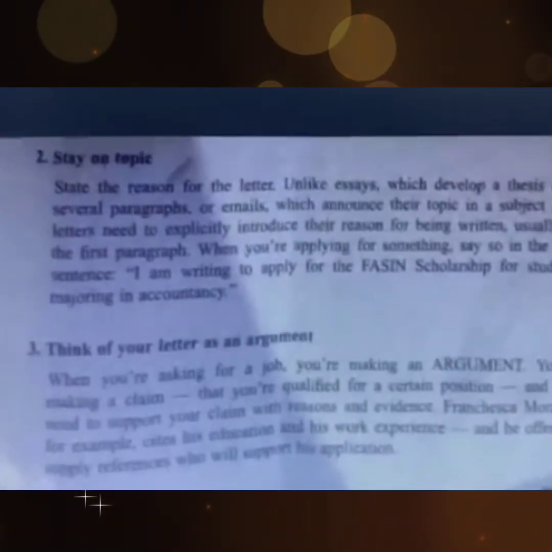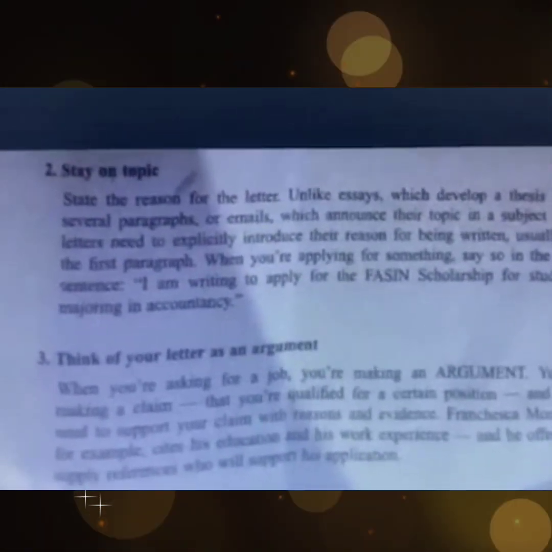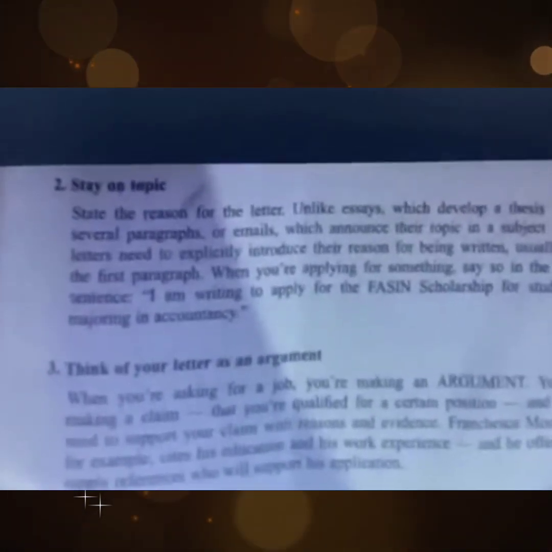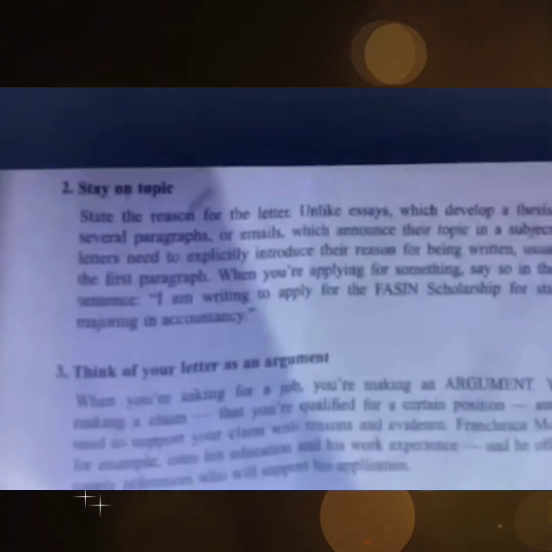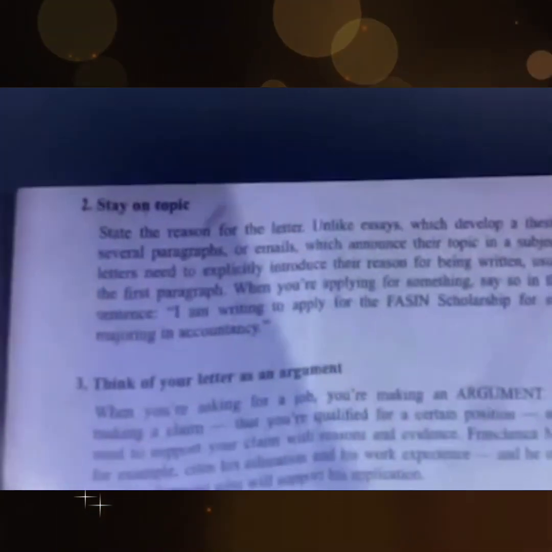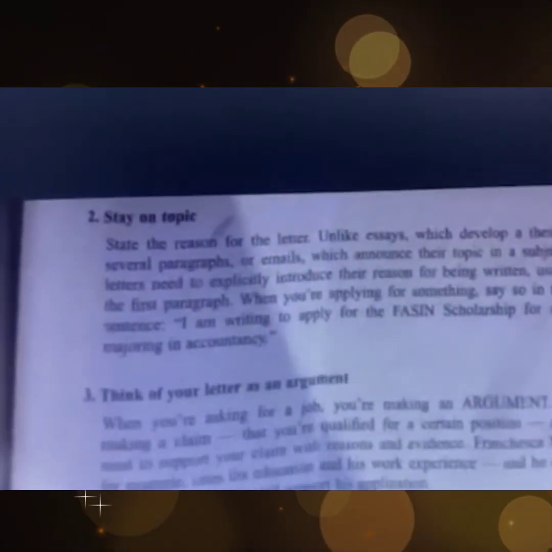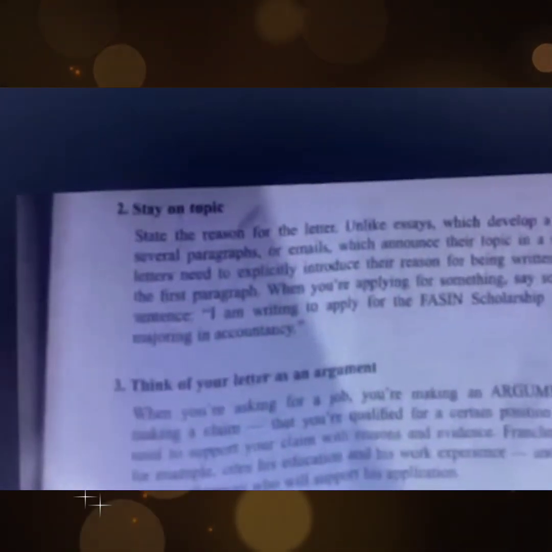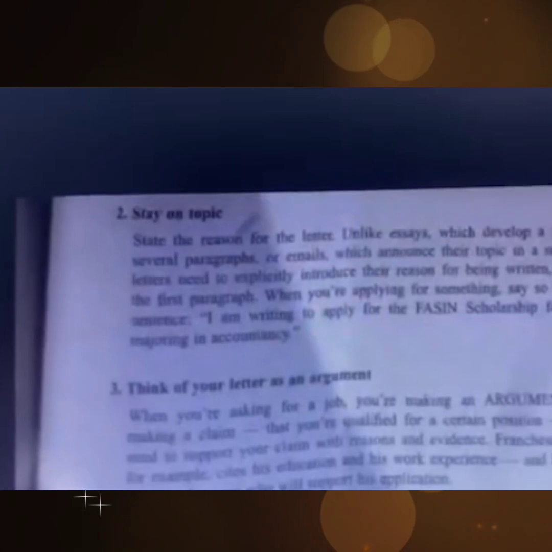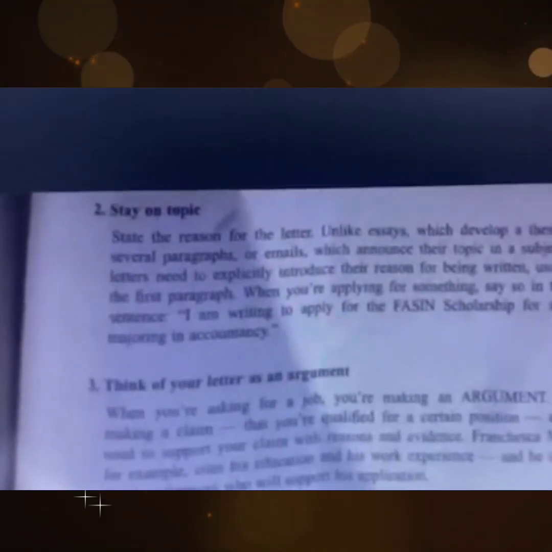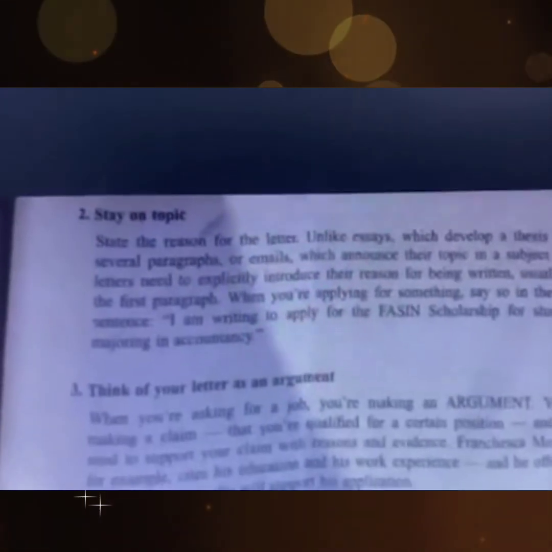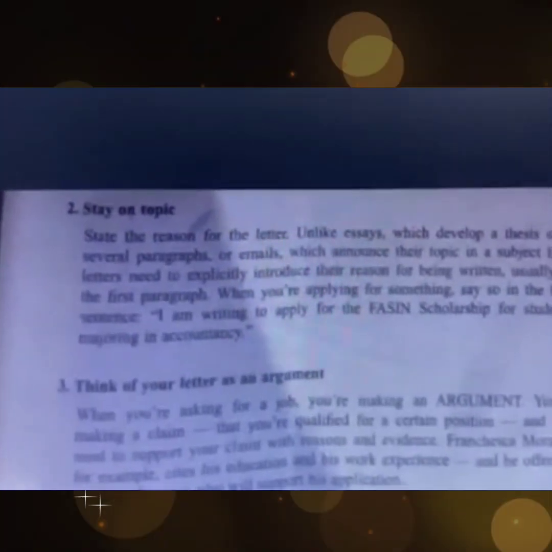I am writing to apply for the marketing manager position at XYZ Company as advertised on your website. Another example is a request for information. I am writing to request more information about the postgraduate programs in environmental sciences.